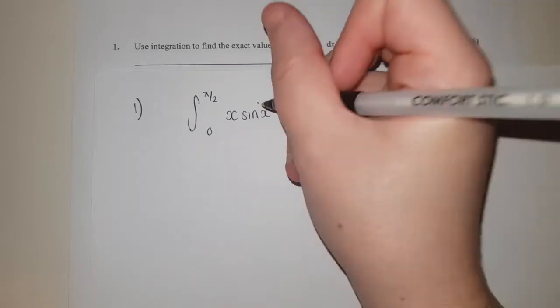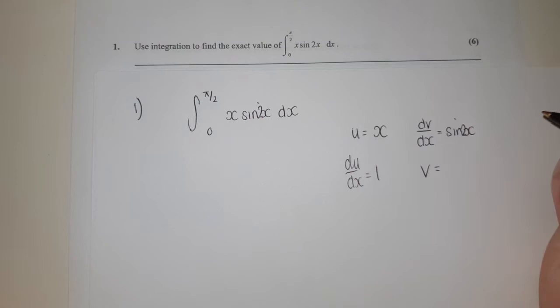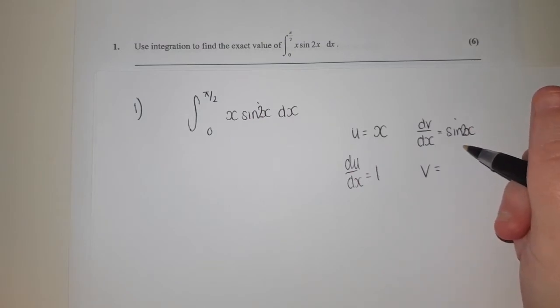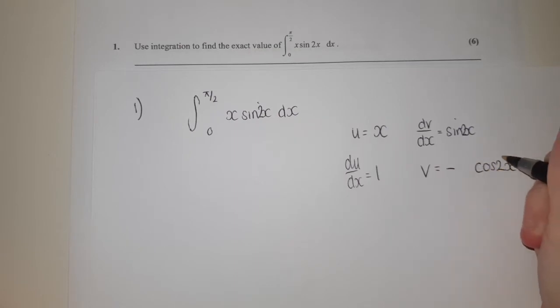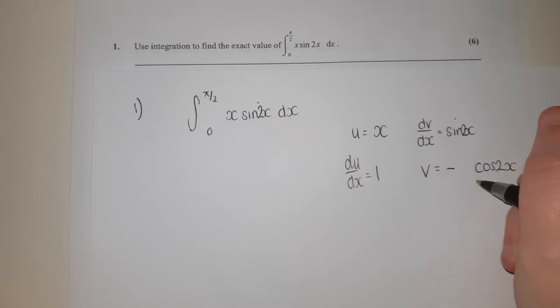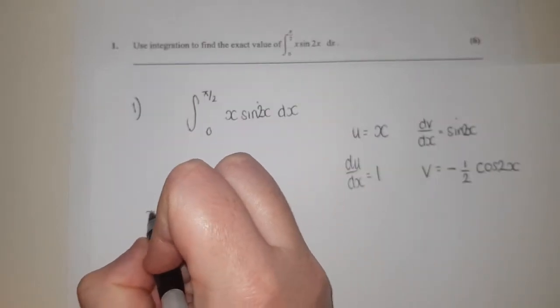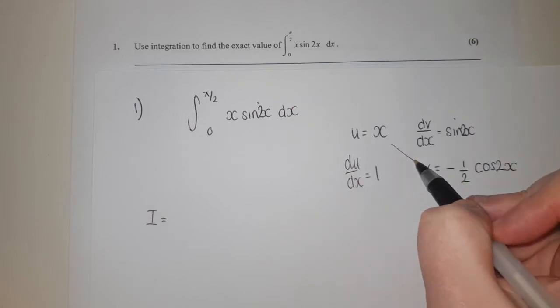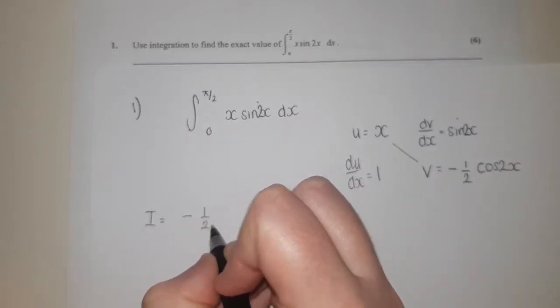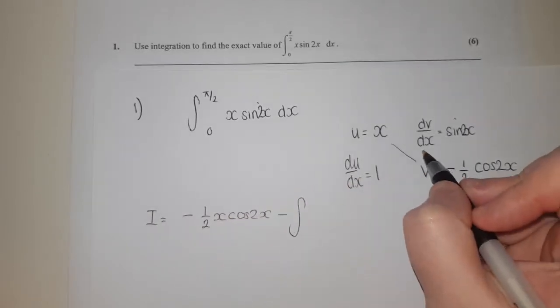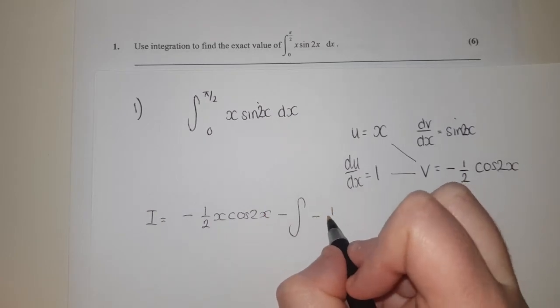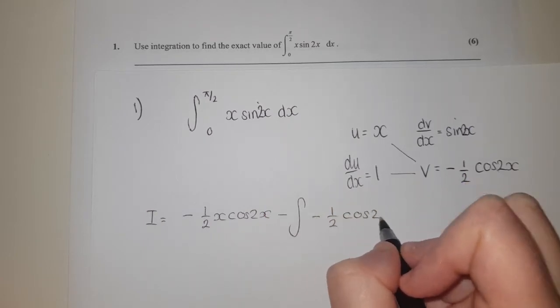If you integrate, and I've missed a 2, it's a good start. Okay, I've got sine 2x. If I'm going to integrate sine 2x, I get minus cos 2x. And then don't forget the extra factor of 2 that you've got there has to go on the bottom, since when you're integrating you divide by that extra factor. So I get a half cos 2x. Right, and then our integral becomes uv, so we've got minus a half x cos 2x minus the integral of v du dx, which is just minus a half cos 2x.